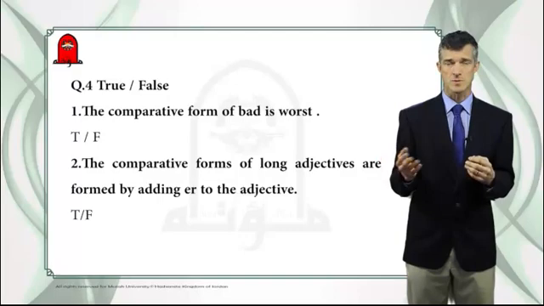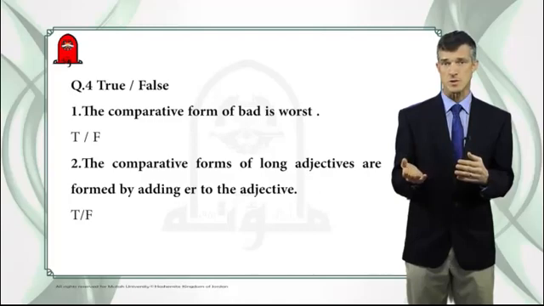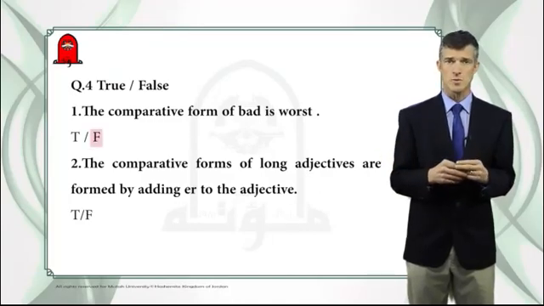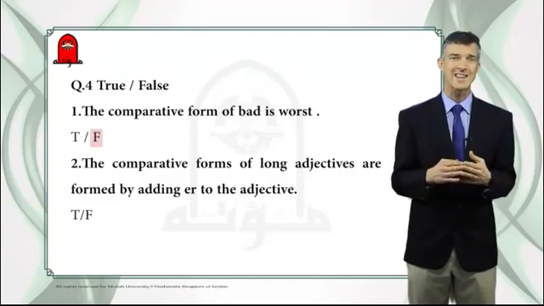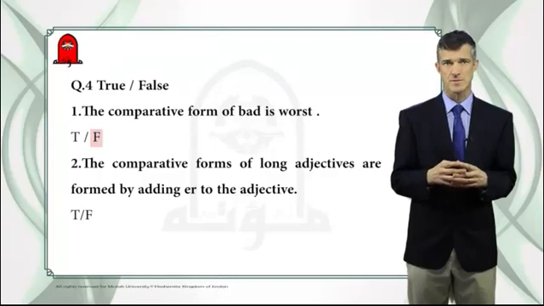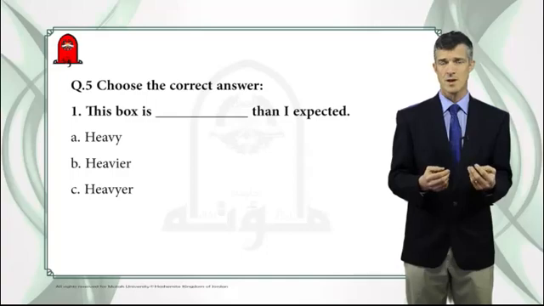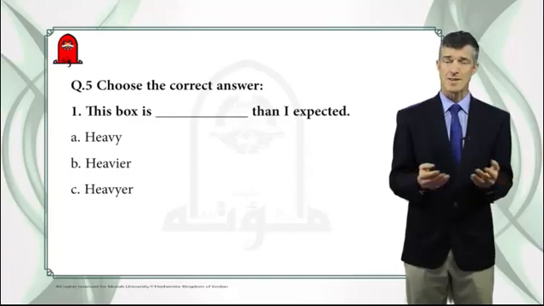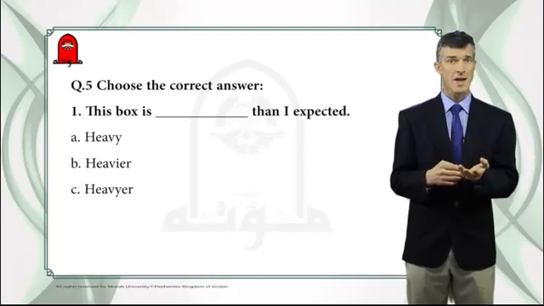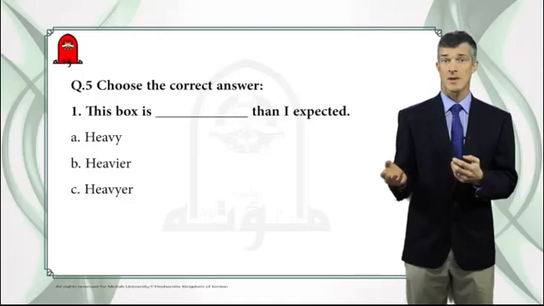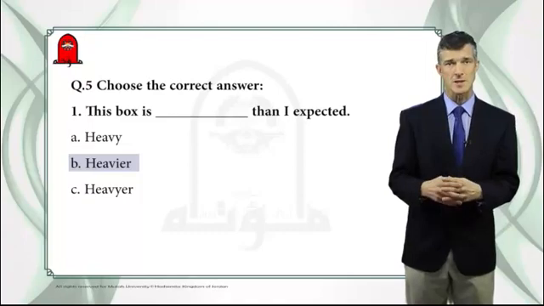True or false? 1. The comparative form of bad is worst. False. 2. The comparative forms of long adjectives are formed by adding er to the adjective. False. Choose the correct answer. 1. This box is blank than I expected. Is it A, heavy, B, heavier, C, heavier? It is B, heavier. This box is heavier than I expected.